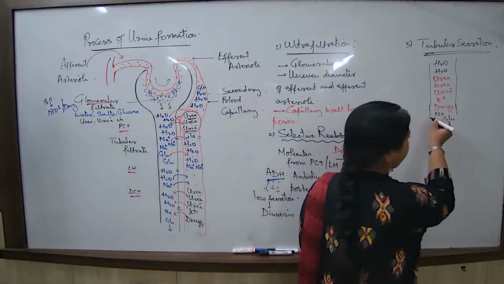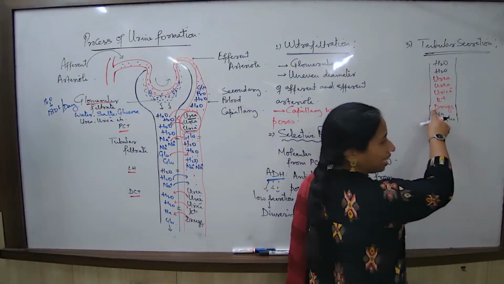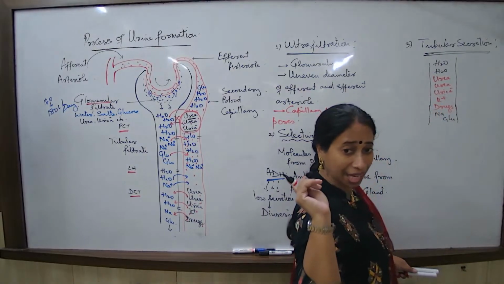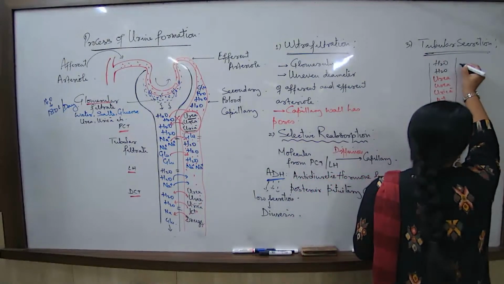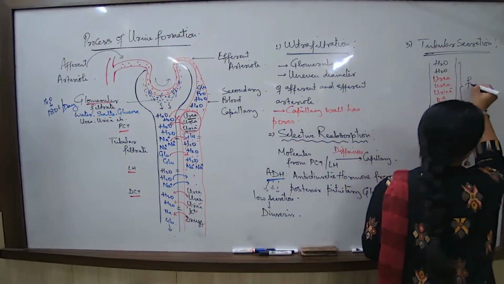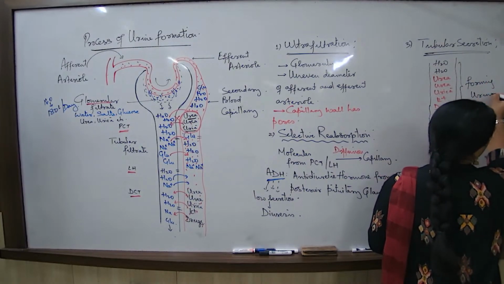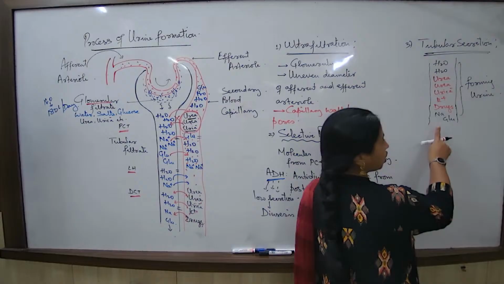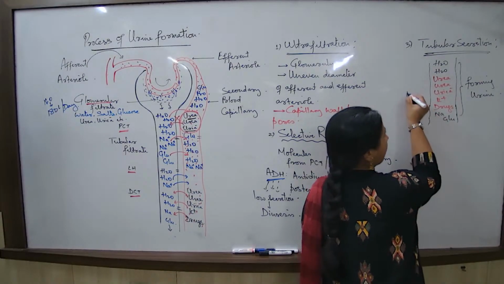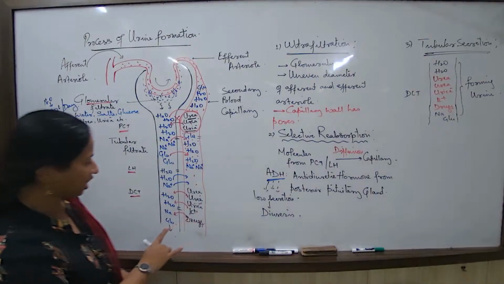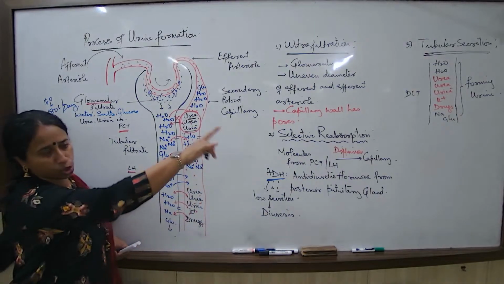And what is this fluid now known as? Can we still continue to term this fluid as the tubular filtrate that we were talking about? No. Now this fluid is known as the forming urine. Which tubule am I talking about? This is the DCT, the continuation of this tubule there.